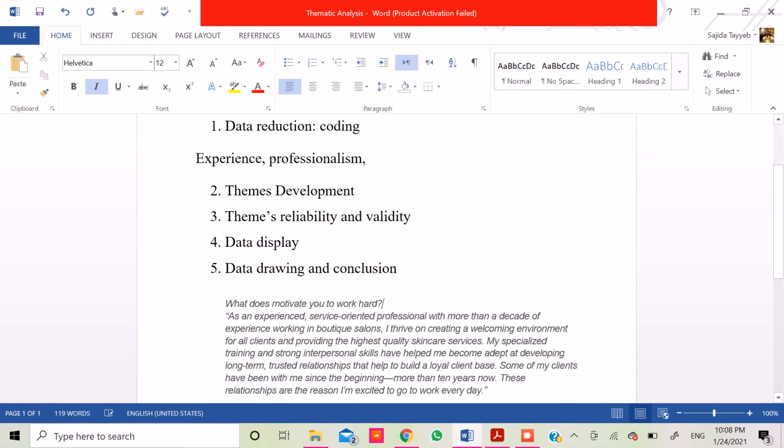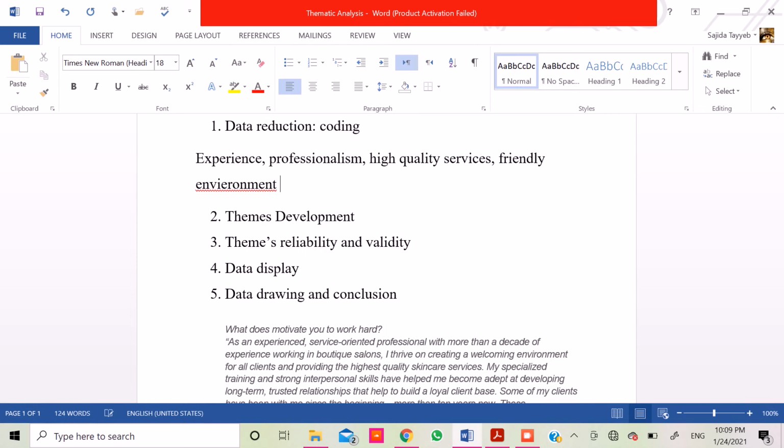Okay, when more than a decade of experience, so already experience has been covered in the first word, so no need to write it again. Then it says boutique salons. There is nothing to take from this word. It doesn't have anything to do with the question, to be honest. Okay, so the person is striving to create a welcoming environment for all clients and providing highest quality skincare services. So high quality, I would say, should come in handy. High quality services. Then we have, yeah, welcoming environment, or you can also call it friendly environment.